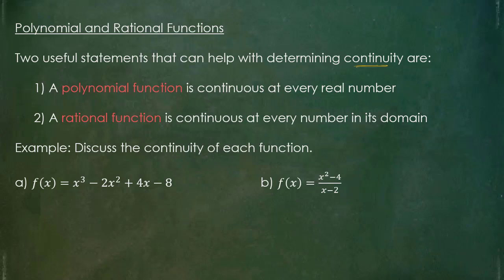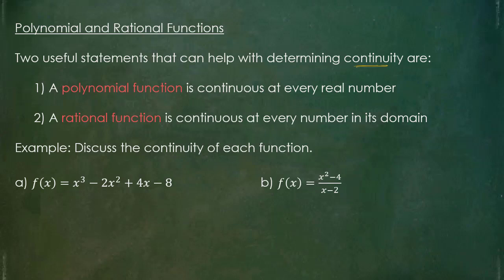First one being, all polynomial functions are continuous at every single real number, which hopefully is not too big of a stretch, because every polynomial you've ever graphed has been able to go forever left and forever right, and you could sketch the graph of it without having to pick up your pencil.